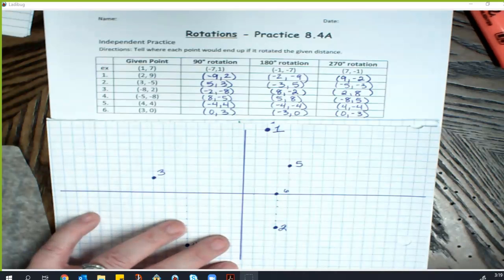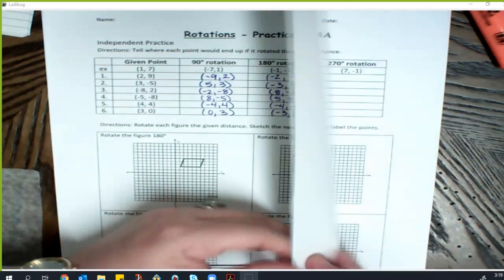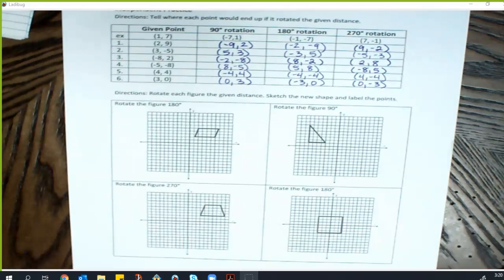Okay. All right, let's drop down to the bottom section. You're going to need some patty paper. It's over there in the green bucket. All right, let me fix this back real quick. Now on the bottom, they want us to actually rotate the entire shape, not just the point, but the entire shape.